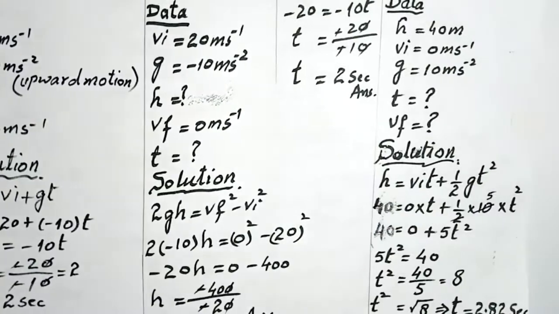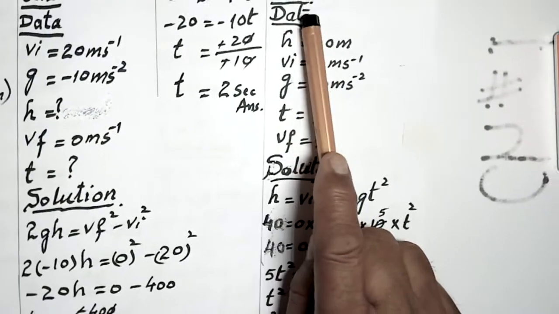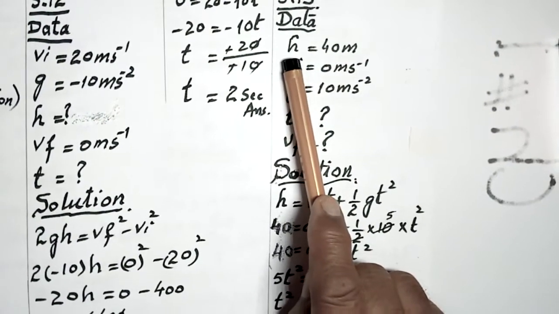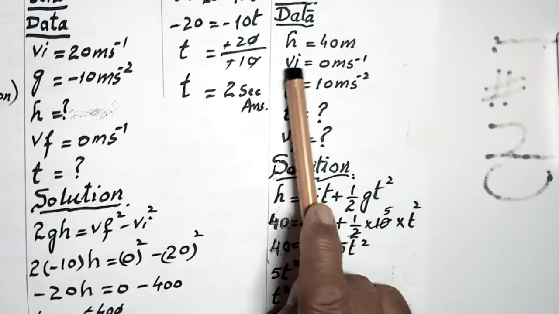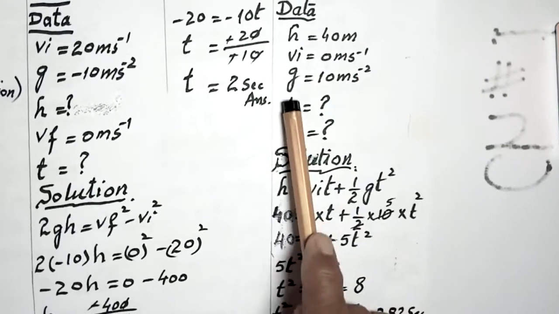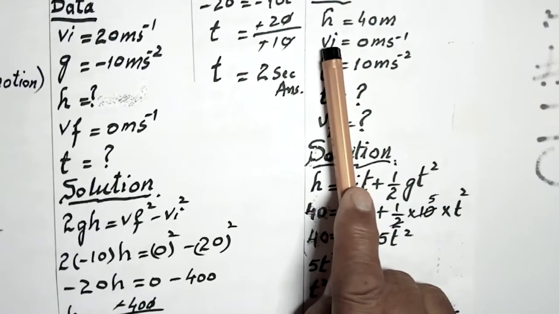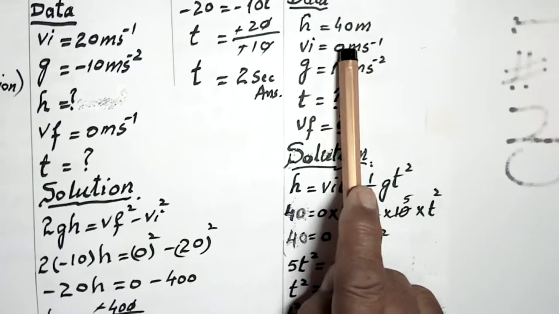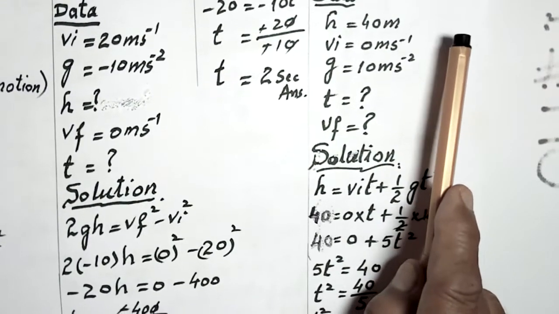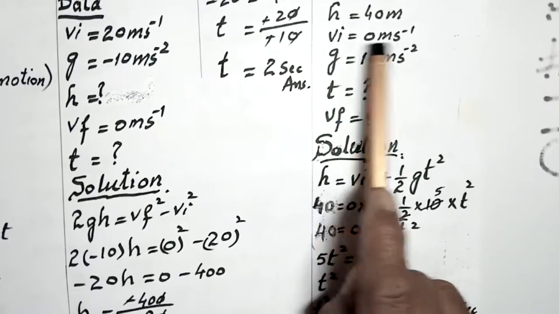Next, the last numerical is 3.13. So our data is height is equal to 40 meter, initial velocity Vi is equal to 0 meter per second and G is 10 meter per second. ये Vi 0 इसलिए लेंगे कि कोई भी बॉडी जब हाइट पे होगी तो रेस्ट में होगी, so it will start from rest, therefore Vi 0.